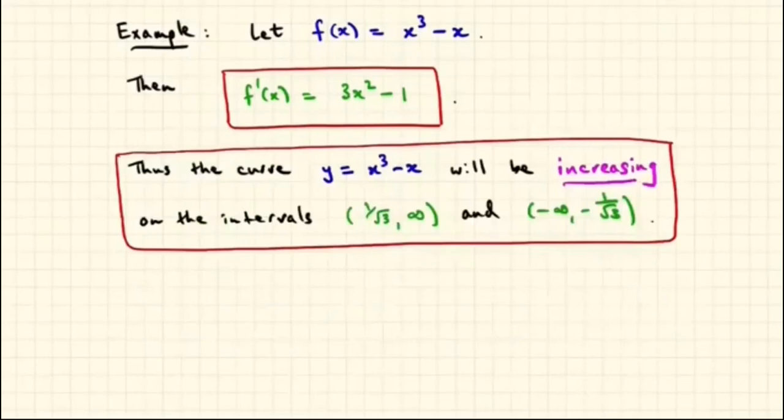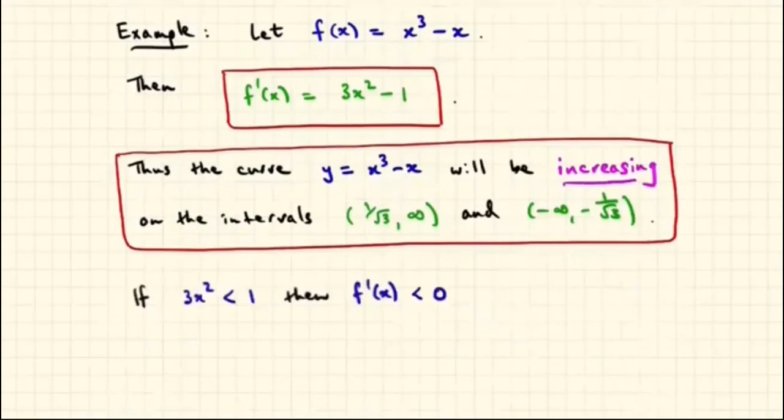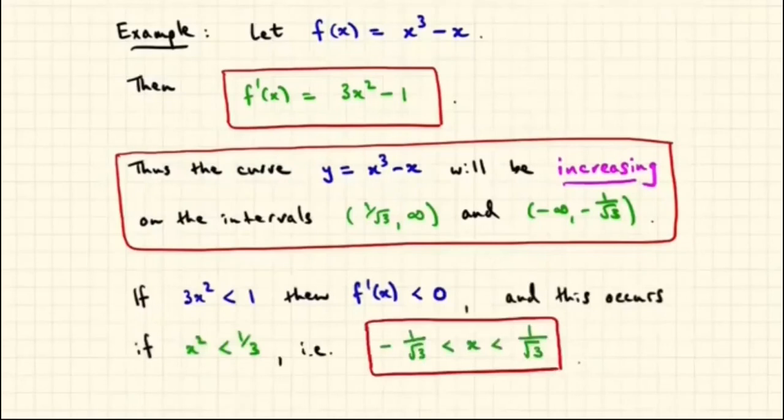Observe also that if 3x squared is less than 1, then the derivative is negative. And this occurs when x lies between negative and positive 1 over root 3. Thus, the curve will be decreasing over this interval.